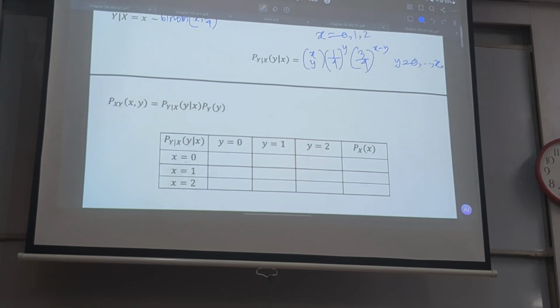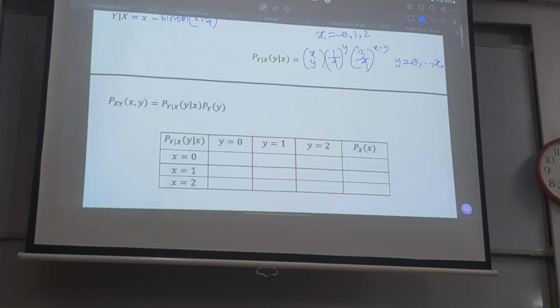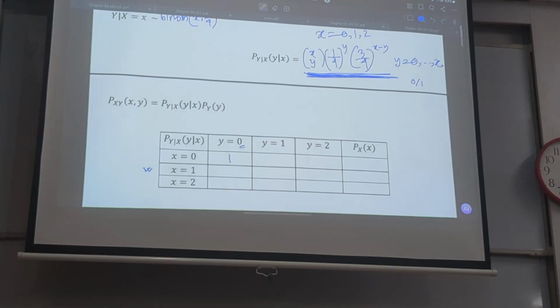When X is equal to 0, what are the possible values of y? 0. And what is the probability? 1. Very good. When X is equal to 1, we can use this formula right here. When X is equal to 1, y is 0 or 1, right? So when X is equal to 1 and y is equal to 0, what is the probability? 3 by 4. Put it here. When X is 0, y is 0, so the probability is 1.